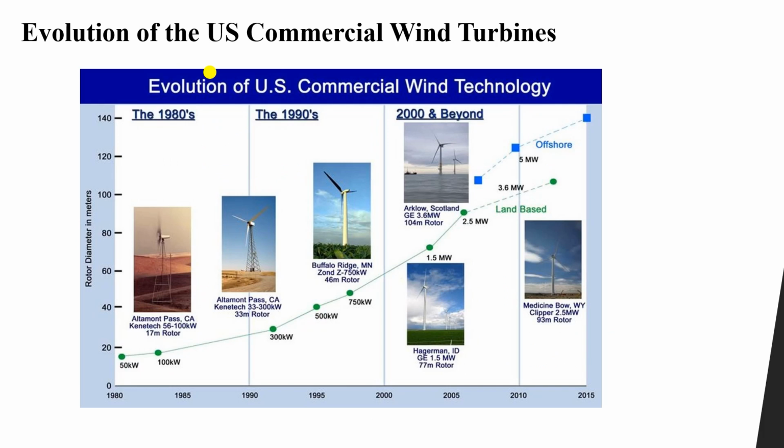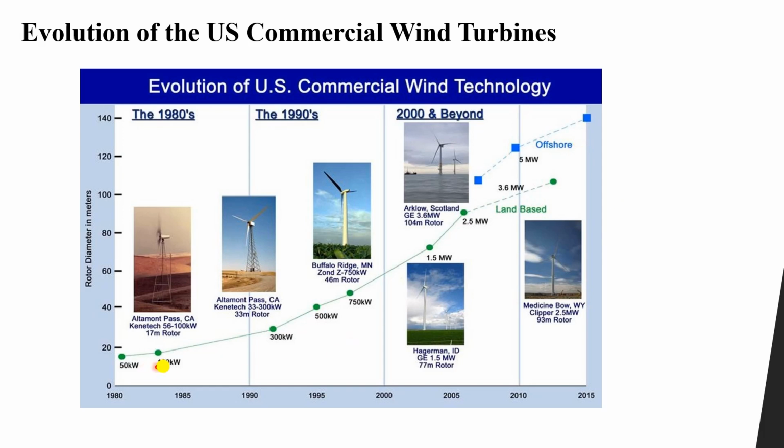Now let's see the evolution of US commercial wind turbines from 1980 to 2015. As you can see, as time passes, we started with a 50 kilowatt rated power wind turbine. Then as the years pass, we reached more than 5 megawatt for the offshore types.